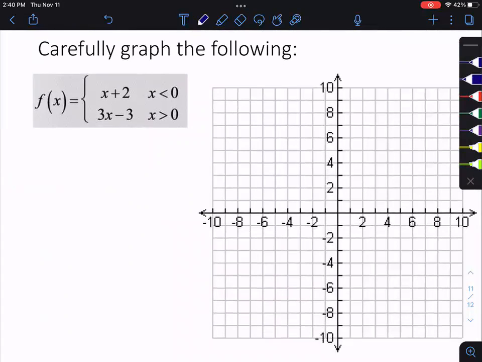All right, we've got one more to do here. I'm going to give you 5 minutes to work on this question, see how far you can get before you get stuck.